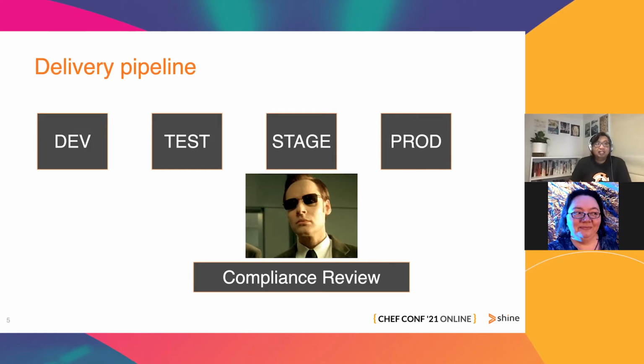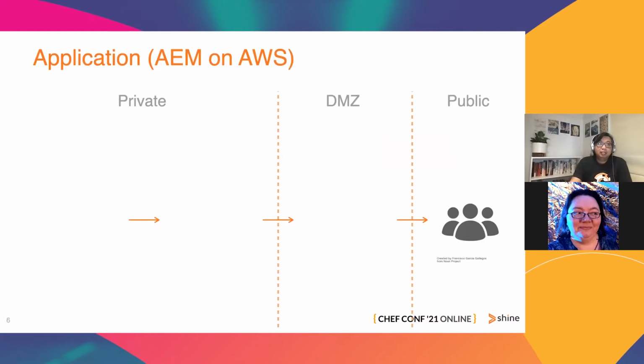So to get an idea a bit of how the application looked like. The application itself is called AEM. It's an enterprise CMS, and we're setting up a platform on AWS for this application. The network is standard, so it has private subnets, some DMZ, and then the public internet getting the content coming out of the enterprise CMS, standard stuff.